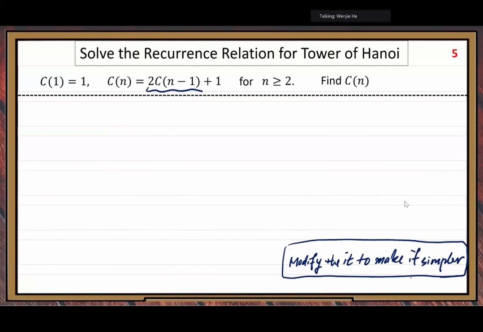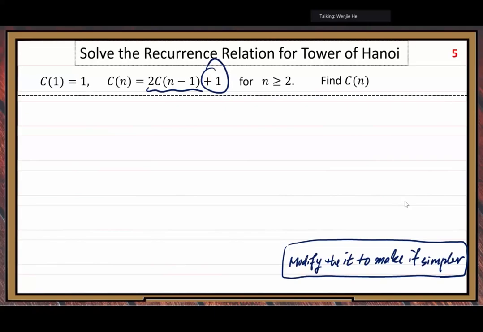This equation. Now you are allowed to change it a little bit. You are allowed to make a small change. Do not change too much. Small change, but make it much simpler. Can you see if we remove that +1, it is simpler? Just remove that +1.